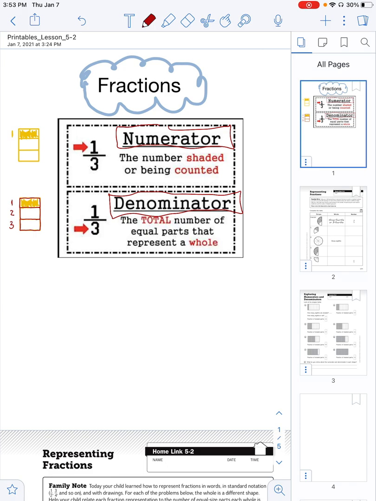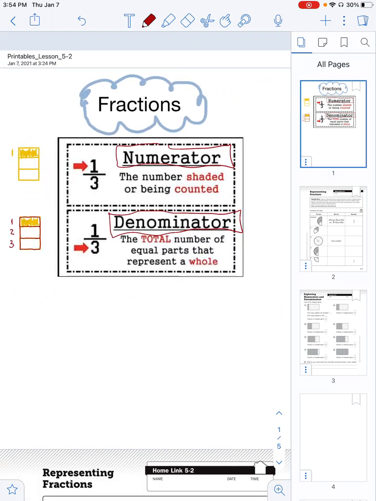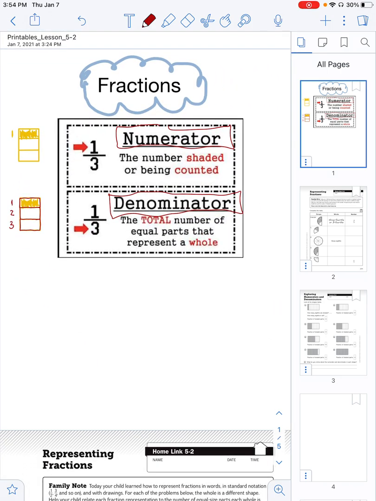So the numerator is the number that is on top of the fraction, so the top number. And the numerator is the number that is either shaded in on a shape or the number that is being counted. So in this case, if you look here, here's my example. One piece of the shape is shaded in. So I know that the 1 goes on top of my fraction. That's the numerator.